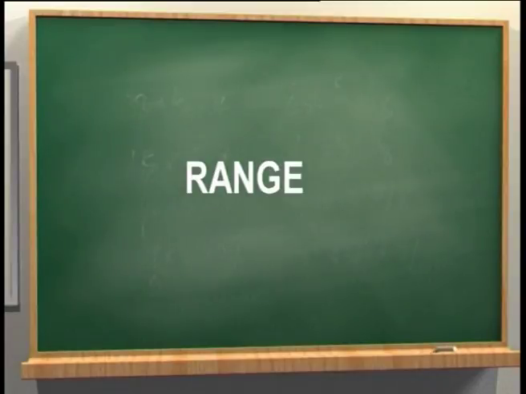Let's now discuss range. Of all measures of dispersion, range is the simplest. It is defined as the difference between the largest and the smallest observations. Notice that for grouped data, the largest and smallest observations are not identifiable. Hence, we take the difference between the two extreme boundaries of the classes.